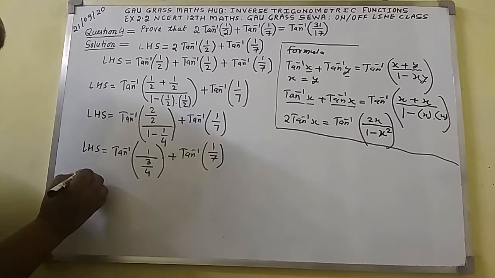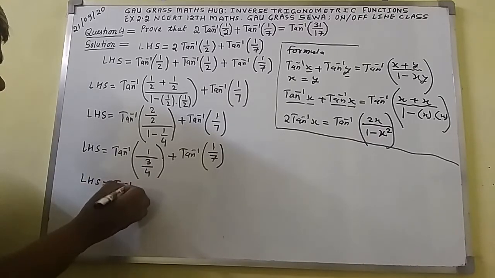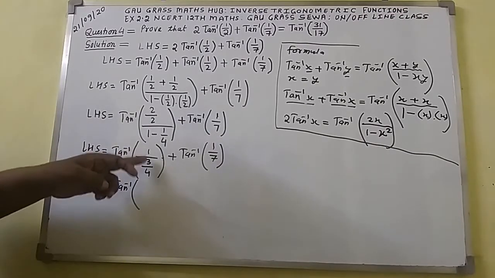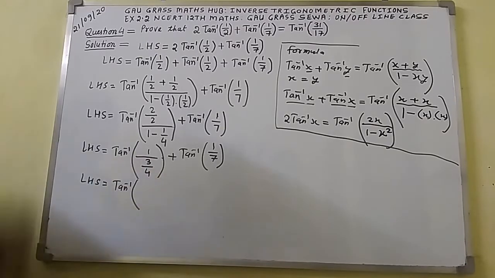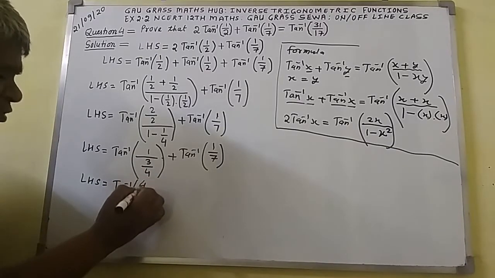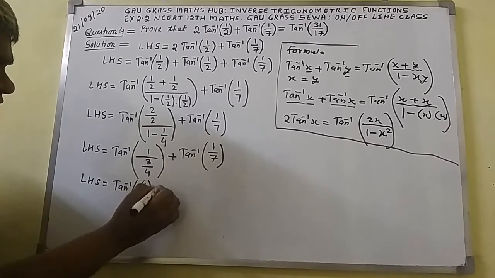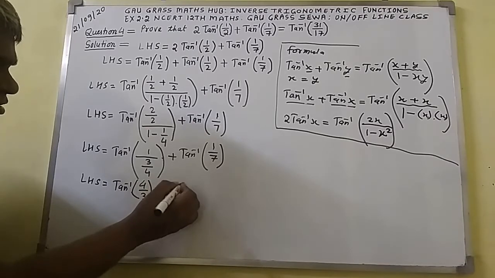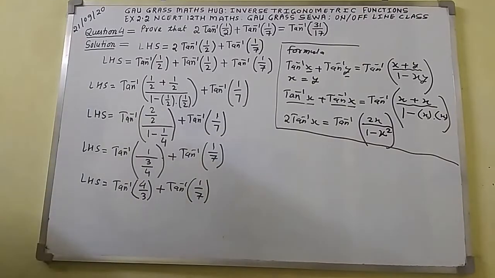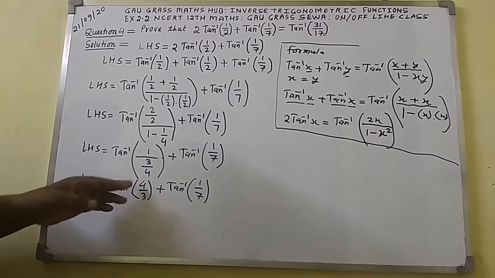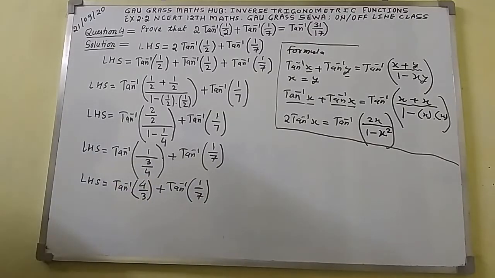Now you will get here LHS equal to tan inverse, here you will get 1 over 3 by 4, it comes out to 4 by 3, and again you will get tan inverse 1 over 7. The LHS is equal to tan inverse 4 over 3 plus tan inverse 1 over 7.